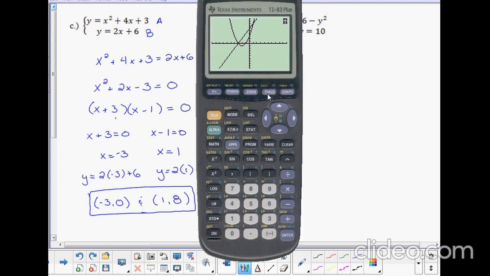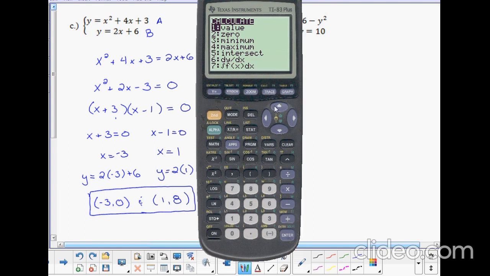We could use the second trace intersect option here under the calculate menu. I'm on the first curve next to one of my intersections. I'm going to hit enter. It's going to jump me to the other curve, the line here. I'm going to keep it close to that intersection, hit enter, and I'm not going to guess. I'm just going to hit enter, and it gives me the solution 1, 8.